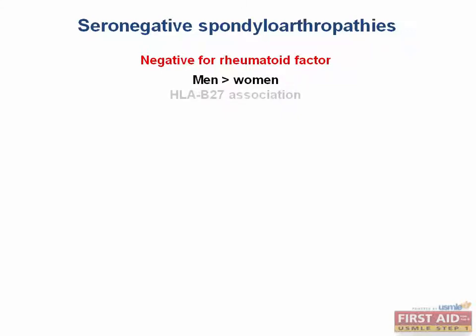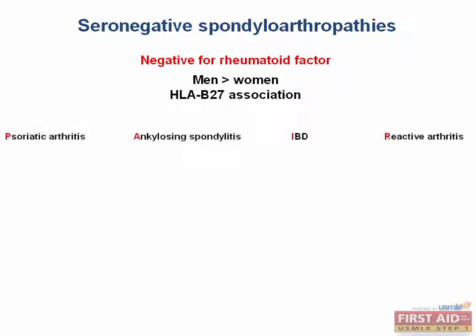You need to know HLA-B27, a gene that helps to encode for MHC1 molecules. This is strongly associated with these set of diseases. Again, there are 4 types of seronegative spondyloarthropathies, including psoriatic arthritis, ankylosing spondylitis, inflammatory bowel disease, and reactive arthritis. A list you can remember with the memory aid, PAIR.